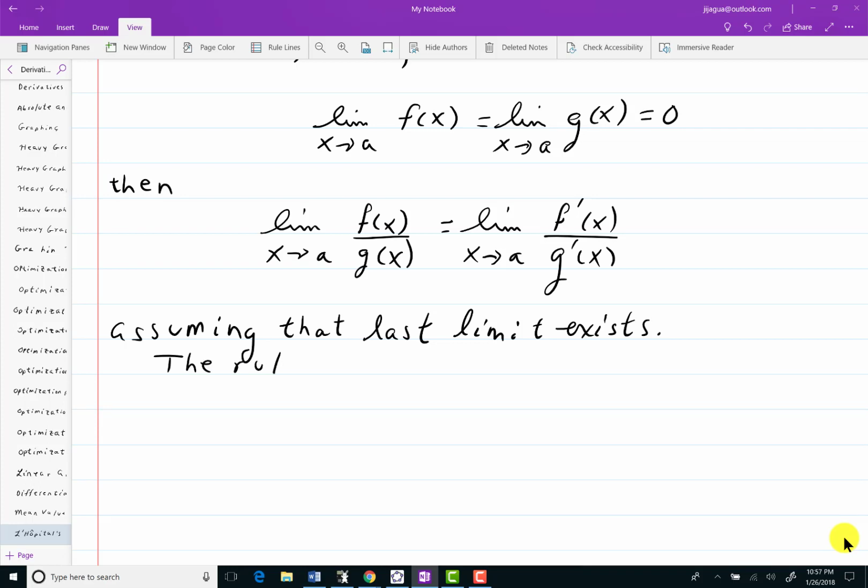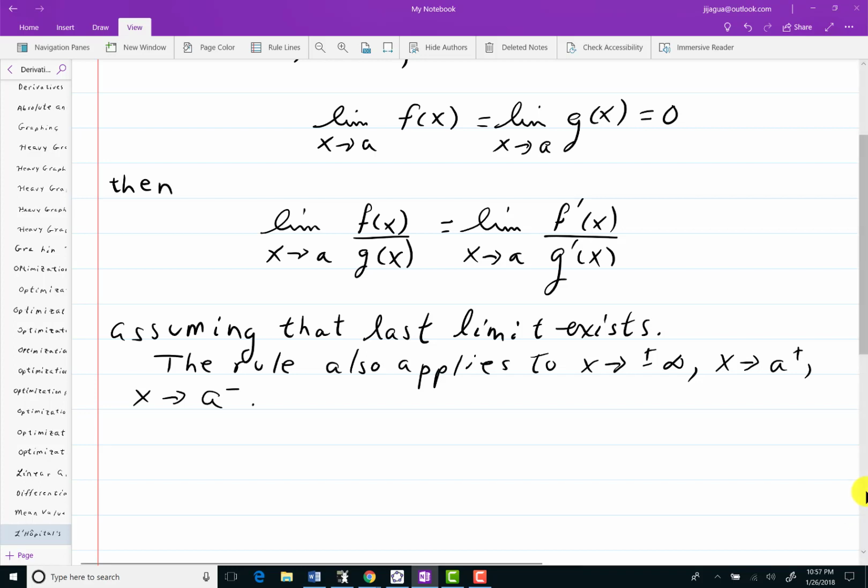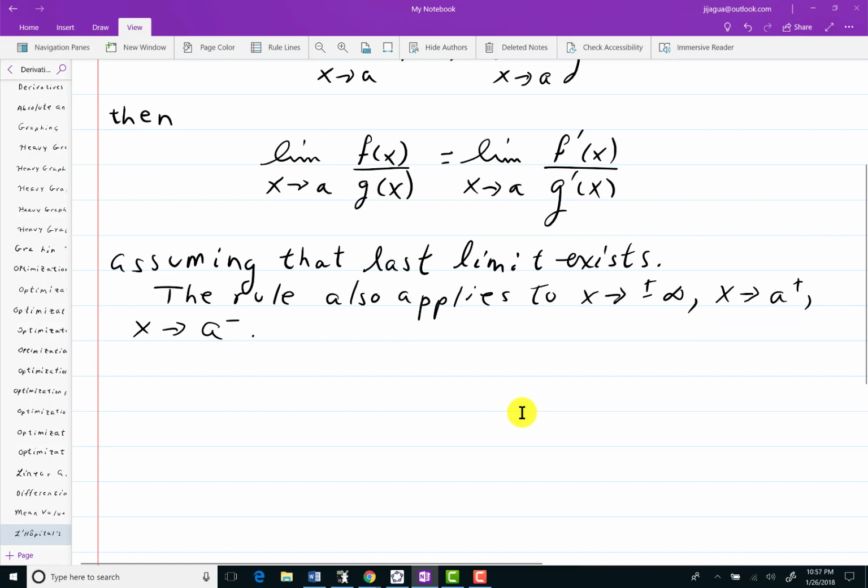The rule also applies to x going to plus and minus infinity, x going to a plus, x going to a minus. All those types of things are included in this process. So what I'm going to do are a bunch of examples. I'll start with the most straightforward one I can at first, show you how this works.